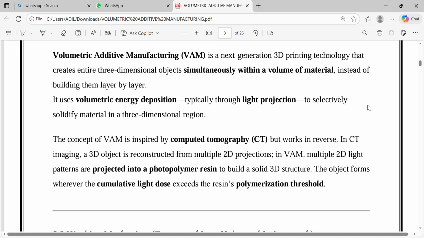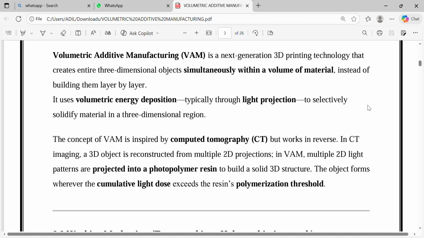In CT images, a 3D object is reconstructed from multiple 2D projections, whereas here multiple 2D light patterns are projected into a photopolymer resin to build a solid 3D structure. The object forms whenever the cumulative light dose exceeds the resin's polymerization threshold. Cumulative light dose is the total light energy absorbed by the resin. It determines the degree of polymerization. It controls the solidification and part properties. It is critical for achieving the desired print quality.